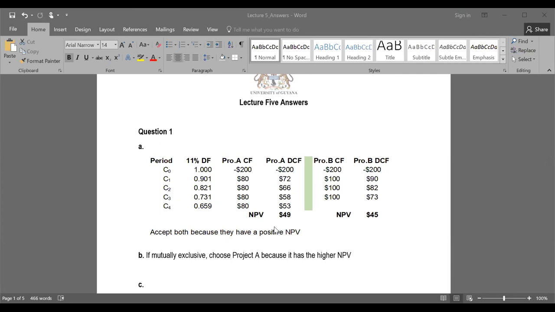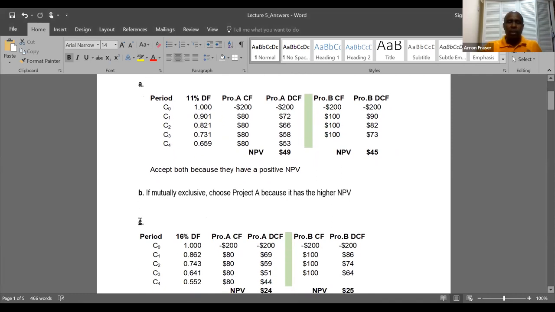Yes, sir. So part B asks, suppose that you can choose only one of these two projects, which would you choose? The discount rate is still 11%. Because you can only choose one of the projects, it means they are mutually exclusive, so you choose the project with the higher NPV. In this case, it's project A, which has an NPV of 49, compared to project B, which has an NPV of 45. Is part B clear?